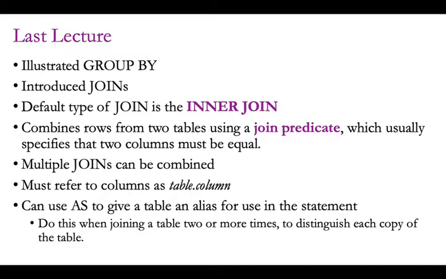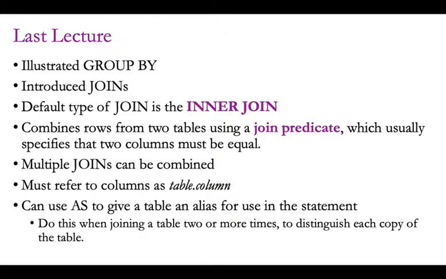So last lecture we combined rows from two tables using a join predicate, which usually specifies that two columns have to be equal, and that lets you cross-reference values from one table to another. And then we even joined in 3 tables and 4 tables to start from one table and just expand it by cross-referencing more and more tables.